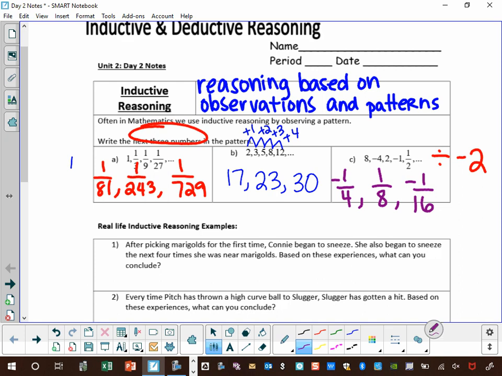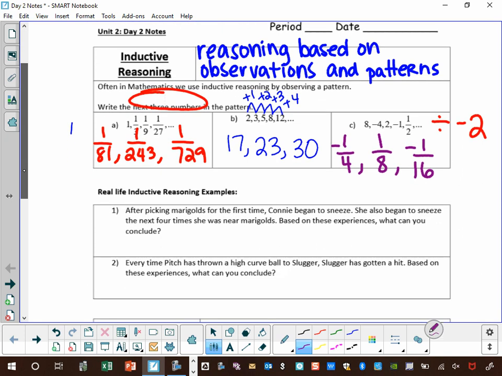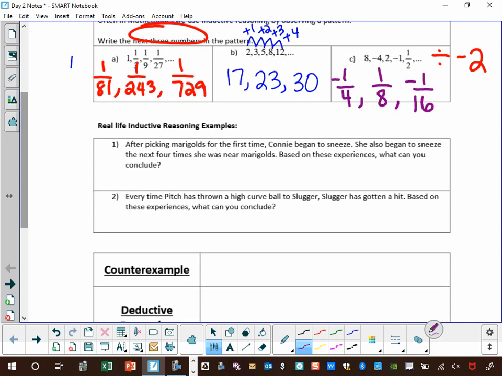Alright, so there are also some real life inductive reasoning examples. It says, after picking marigolds for the first time, Connie began to sneeze. She also began to sneeze the next 4 times she was near marigolds. Based on these experiences, what can you conclude? She's allergic. Okay, that's what everyone's saying. Did they say anything about her allergies? No, we can infer that. That's kind of the next step. But based on what it says, all we know is that marigolds do what? Make her sneeze. Write that down. Based on what they gave us, that is all I can judge from this.